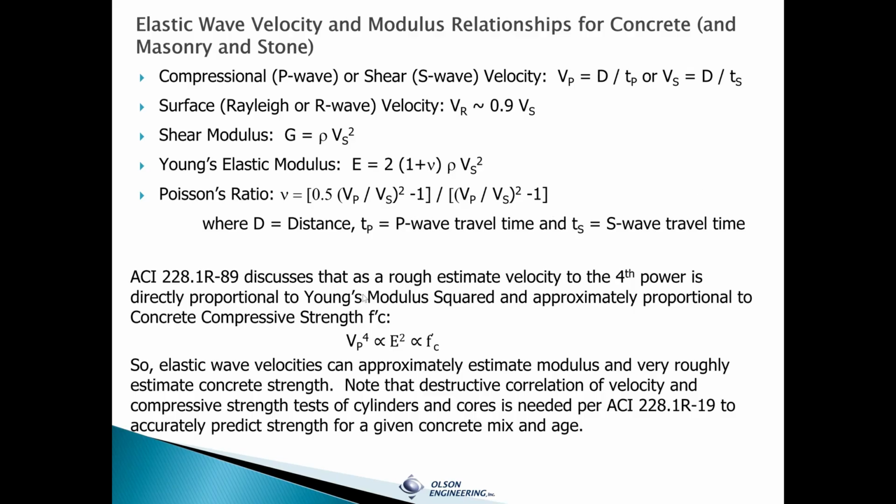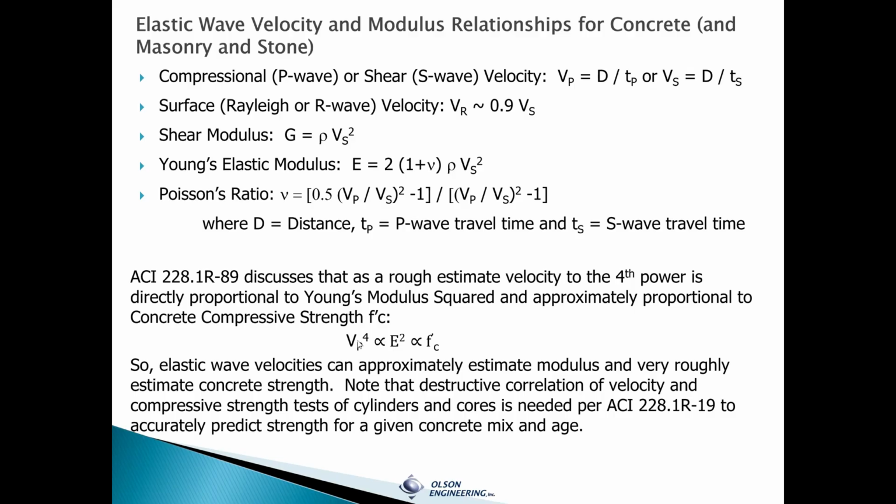So interestingly enough, ACI 228.1R-89, I'm on ACI's non-destructive testing committee as well as the Bridge Evaluation Committee and Consolidation of Concrete committees. They made a rough estimate that velocity to the fourth power is proportional to Young's modulus squared, which is approximately proportional to concrete compressive strength. This kind of gets back to the working modulus equation of 57,000 times the square root of f'c will give you a working Young's elastic modulus.